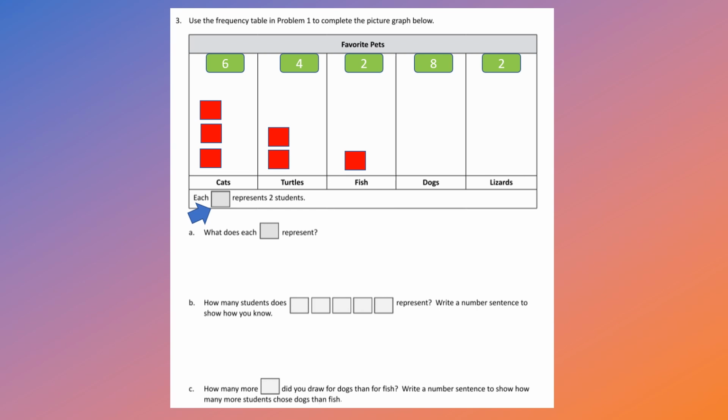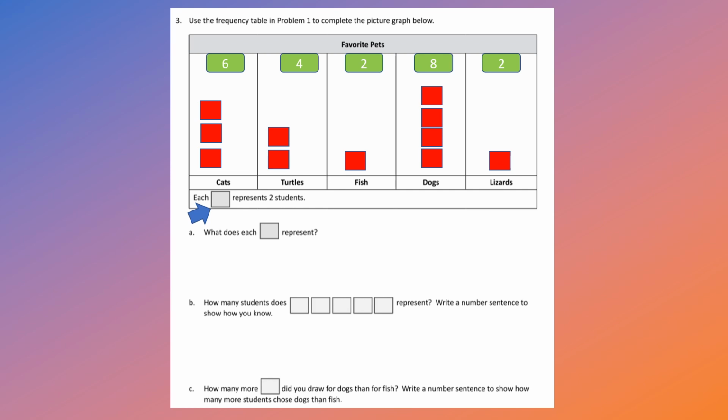Now for dogs, 8 students liked dogs. How many squares do I need to represent dogs if each square is equal to 2? That's right, 4. So I'm going to count by 2s as I draw my squares in. 2, 4, 6, 8. And finally, lizards. 2 students like lizards, and I only need 1 square to represent lizards because each square is equal to 2. Now I've completed my pictograph.